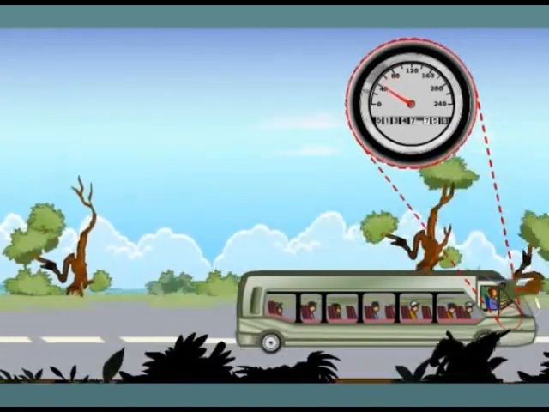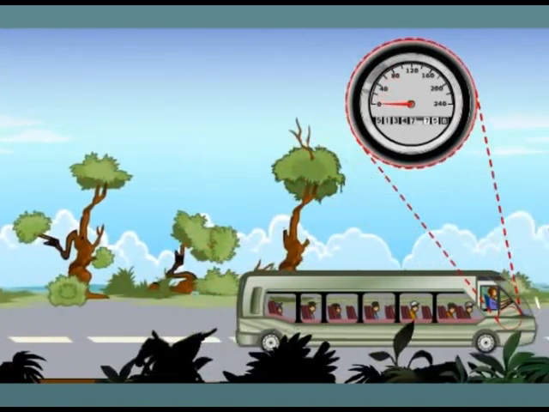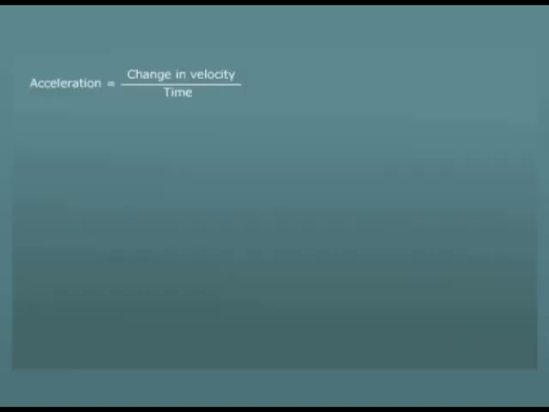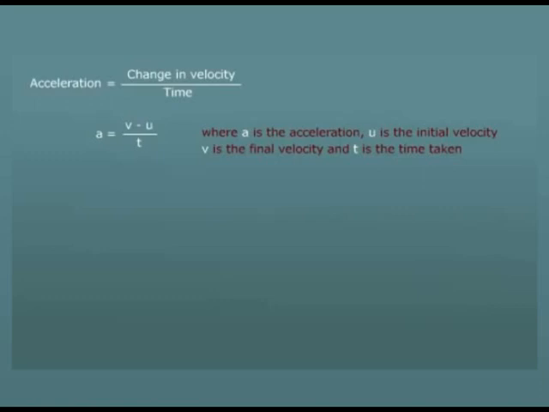Acceleration is thus the rate of change of velocity. Acceleration is equal to change in velocity over time. A is equal to (V minus U) by T, where A is acceleration, U is the initial velocity, V is the final velocity, and T is the time taken. The unit of acceleration is meter per second squared. Acceleration is a vector quantity.